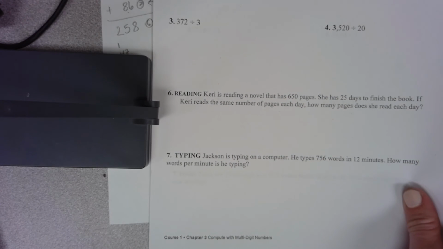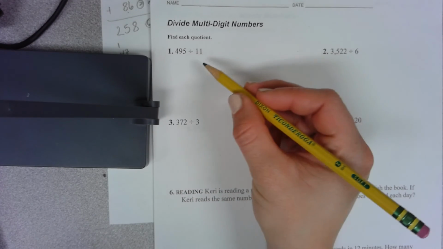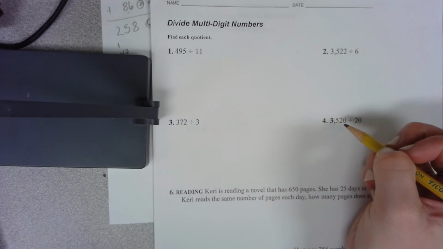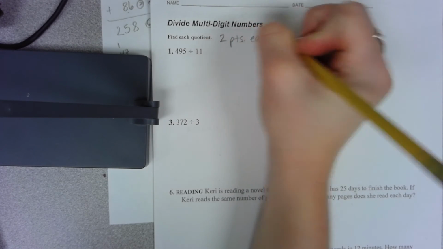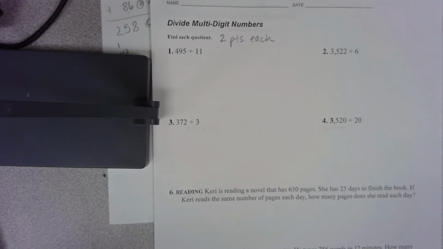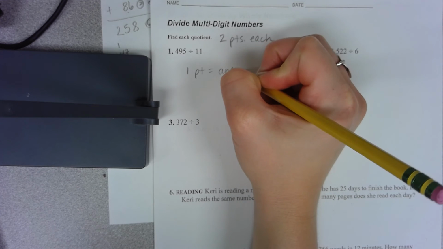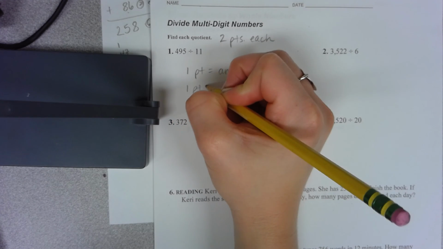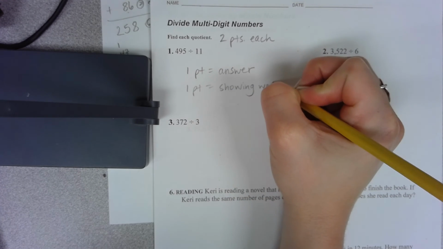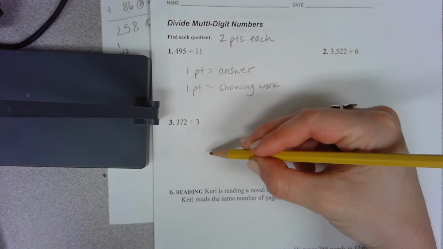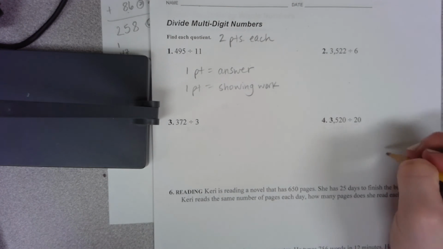Now, I will go through my page here and just kind of tell you how I'm going to be grading this. So each of these problems up here is going to be worth 2 points. 2 points each. And I'm not sure if you want to write on yours what I'm writing down on here, but you're going to have 1 point for your answer, and then it's correct. And then you're going to have 1 point for showing work. Same thing with this, this, and this. So each of these 4 is going to be worth 2 points. So this whole section up here will be worth 8 points.